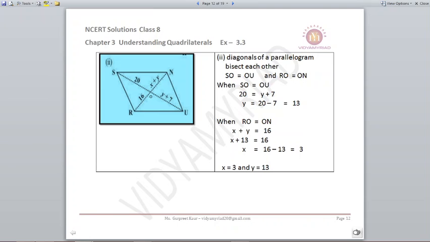So when we take SO is equal to OU, you have 20 is equal to y plus 7. You can easily find out y as 13. Same way, when you take RO is equal to ON, 16 will be equal to x plus y. You have already found out y, so you can take out x, which comes out to be 3.